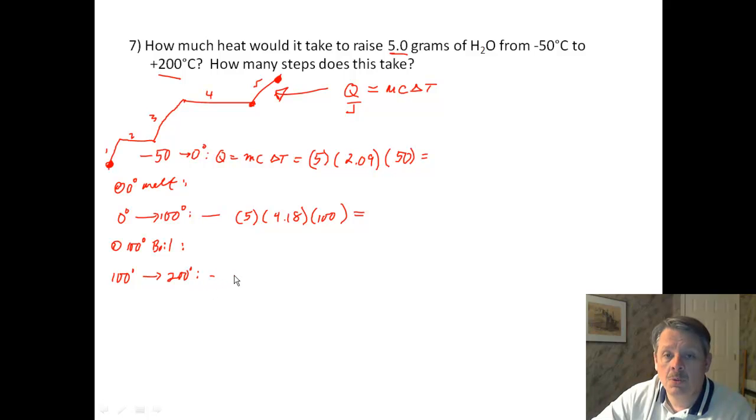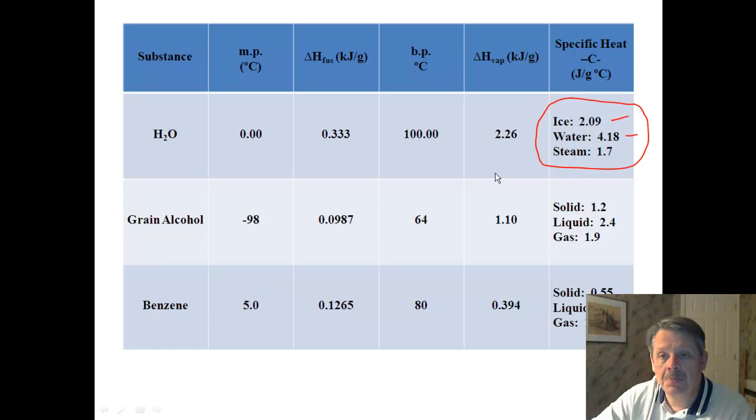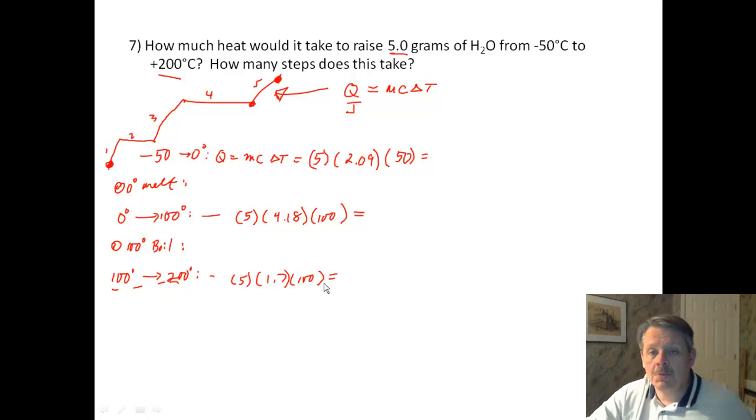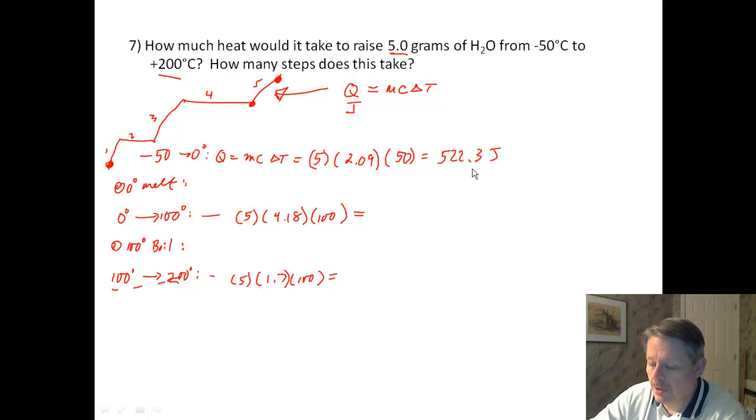And down here, we have 5 grams, and we're doing our specific heat this time for steam. So we go back and look at steam, and our specific heat for steam is 1.7. So that's 1.7, and we have to multiply by 100 degrees because we're going from 100 to 200 degrees, so that's where that number comes from. Okay? So that gives us those pieces of information. Let's stop for a minute and do that math. That's 522.3, and that's joules. And this one is 2090, and that's joules. And this one is 850, and that's joules.